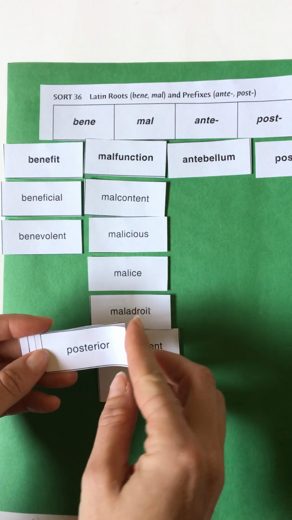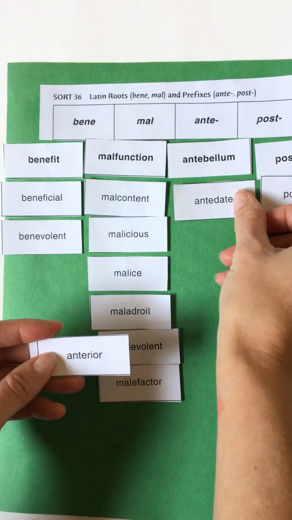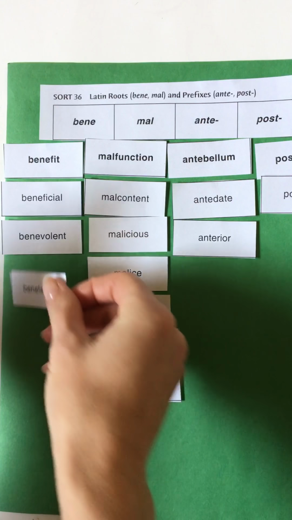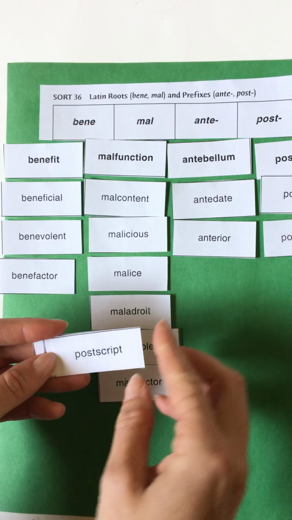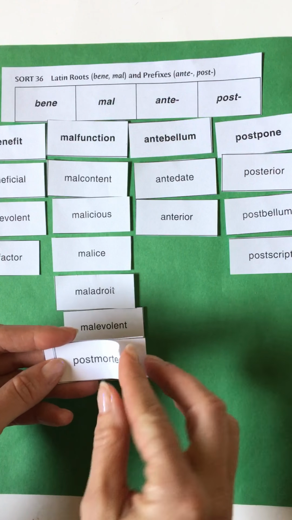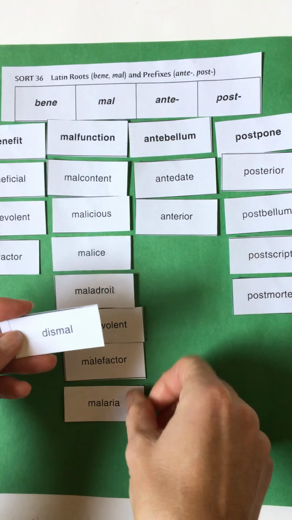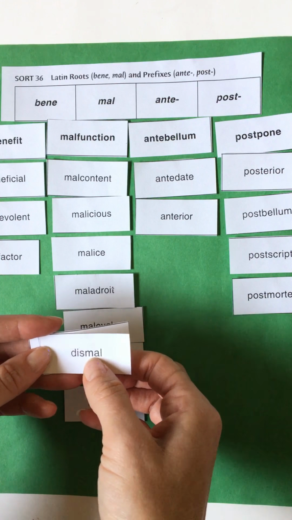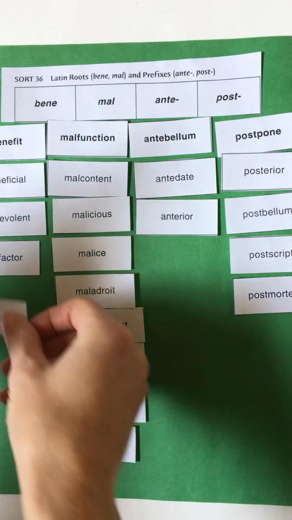Malfactor. Posterior. Antedate. Anterior. Benefactor. Postbellum. Postscript. Postmortem. Malaria. Dismal. So this one has the root at the end of the word. Benediction.